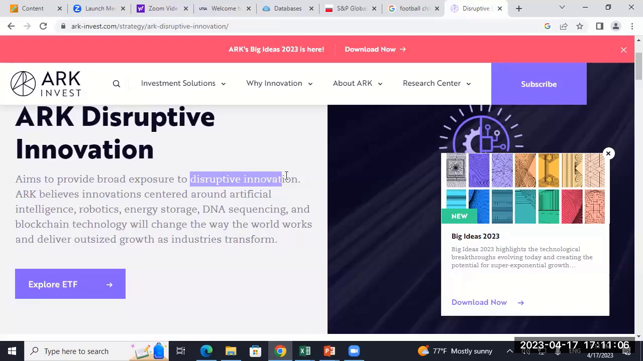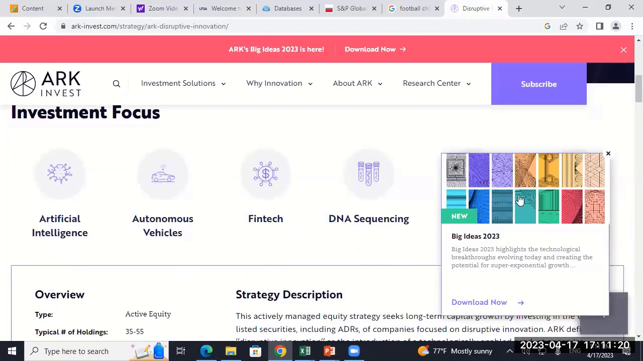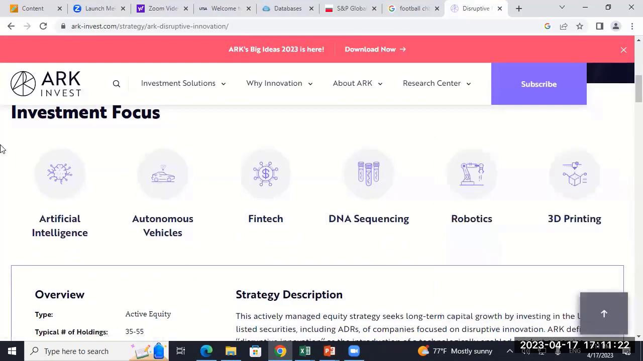It could be carbon capture, whatever. And that's what they're doing. So you can see the kind of things they have: artificial intelligence, robotics, energy storage, DNA sequencing, blockchain. Those are the kind of things that they're doing. That could be your strategy. That is these disrupting companies that are going to be the fastest growing. That's where the value is going to be.